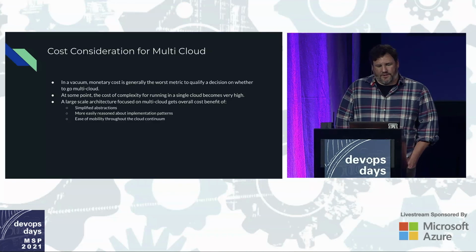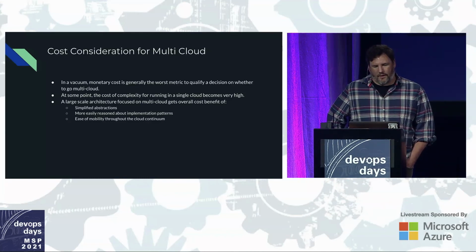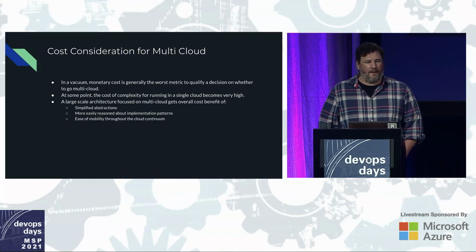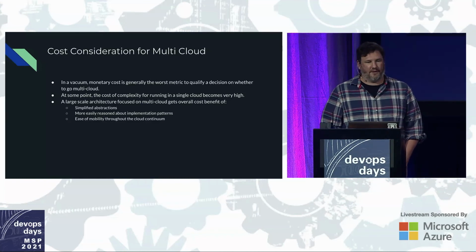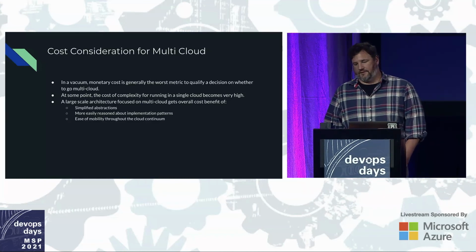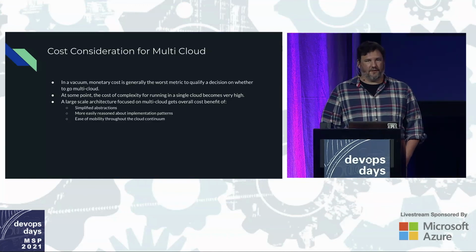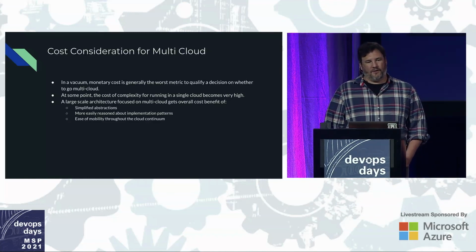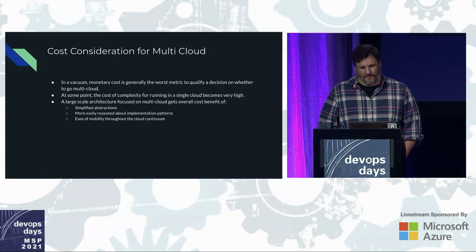Cost is the next thing that we should talk about in terms of consideration for a multi-cloud footprint. And this comes in a variety of forms. What I do want to say is that in a vacuum, monetary cost when considering multi-cloud is probably the worst metric that you could optimize around. Because the truth is that you can always find ways to optimize your service stack or get better discounts from your cloud provider at the end of the day. So if you're going into multi-cloud thinking that you're going to have some kind of cost benefit from doing that, that's not the right thing.